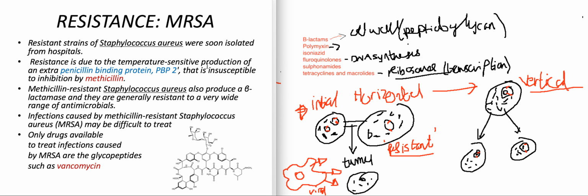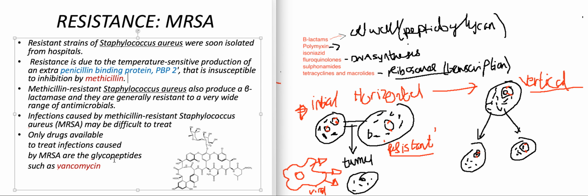Resistance is due to the temperature sensitive production of an extra penicillin binding protein, PBP. This is insusceptible to the inhibition of methicillin. Now, the bacteria also produce beta-lactamase, but beta-lactamase is ineffective against methicillin. So what they're saying is the key thing is this penicillin binding protein produced by the Staphylococcus aureus, which is preventing the methicillin from acting on these bacteria.